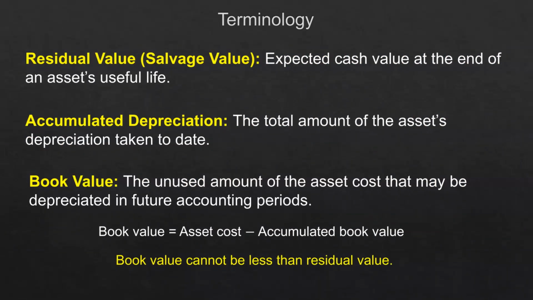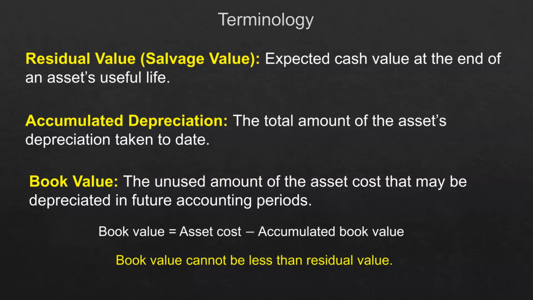The residual value, also called salvage value, in this book they usually call it the residual value, is the expected cash value at the end of the asset's useful life. So if you can use an asset for 4 years, at the end of 4 years, it's going to have an expected value.